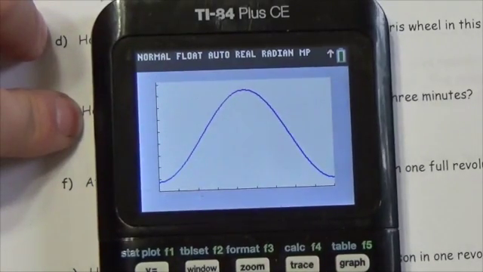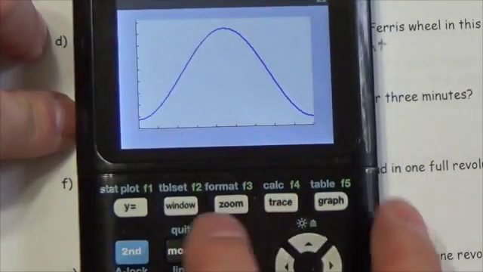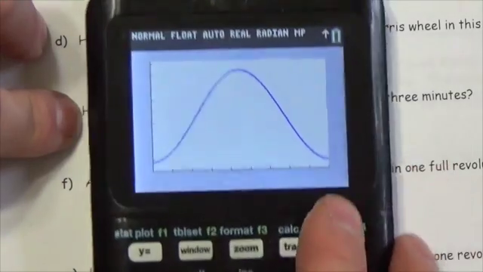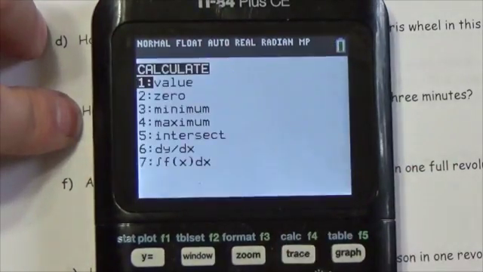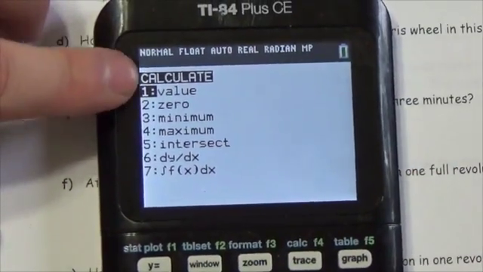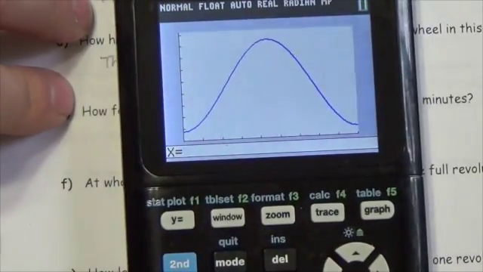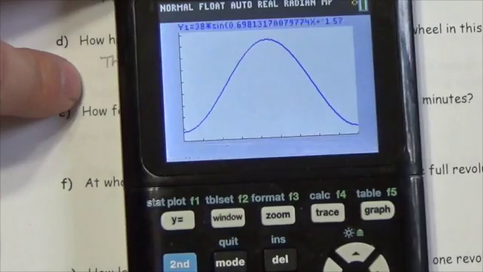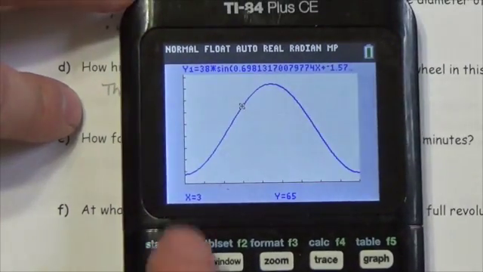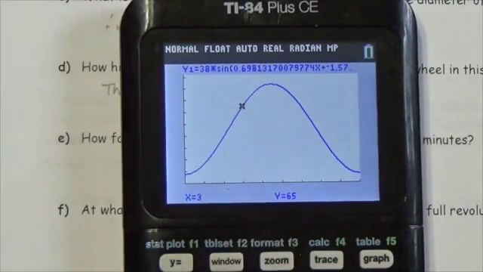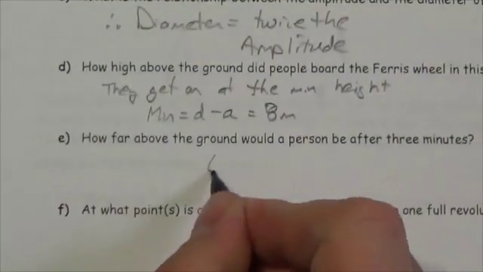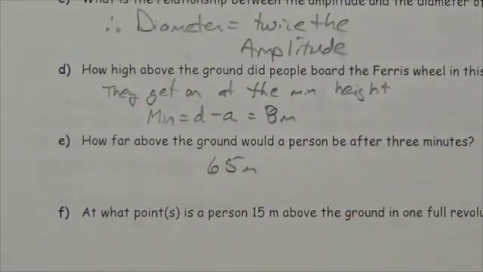So we're going to press second trace to get into the calc menu. So calc. I know what the x coordinate is that I'm interested in, so I'll press value, and x is going to equal 3 for 3 minutes. Okay, and I can read that right off the graph. It turns out that's at 65 meters here. That's actually terrifyingly high. Yep, that's a ways up there.